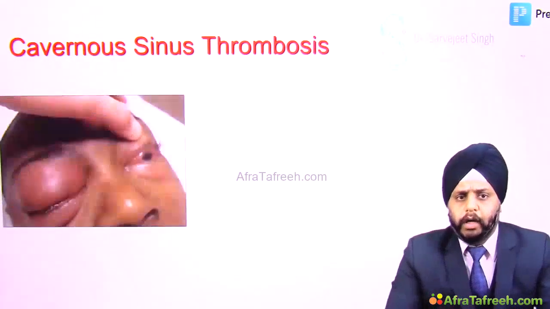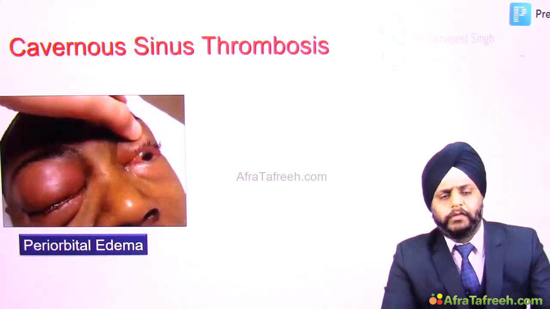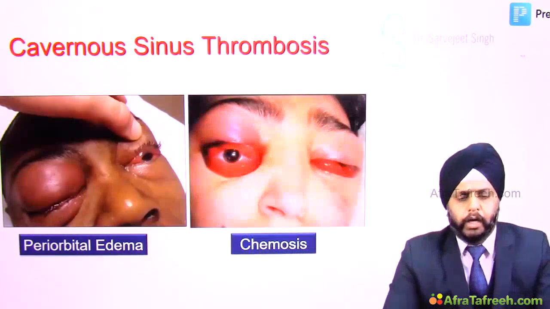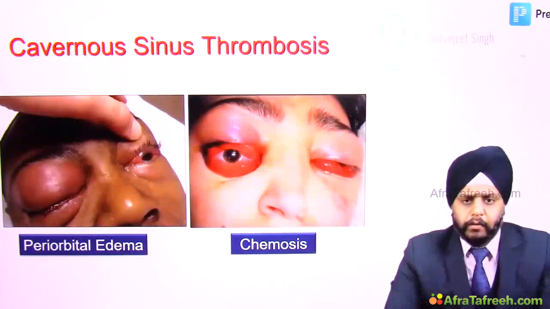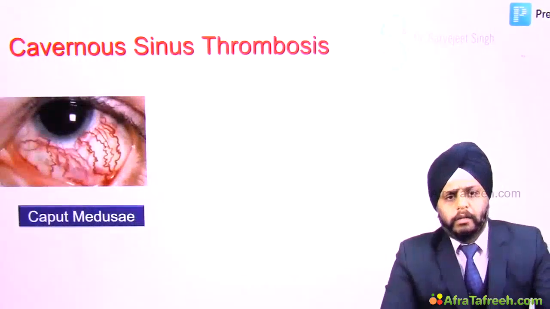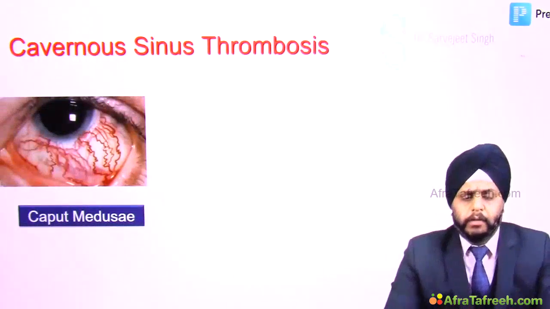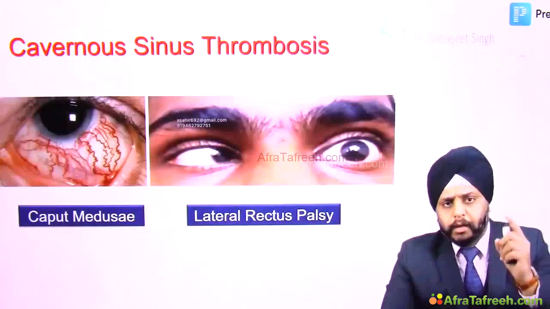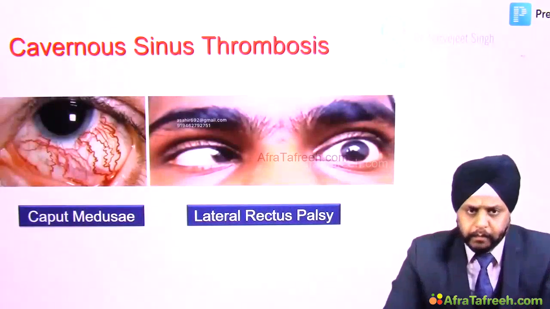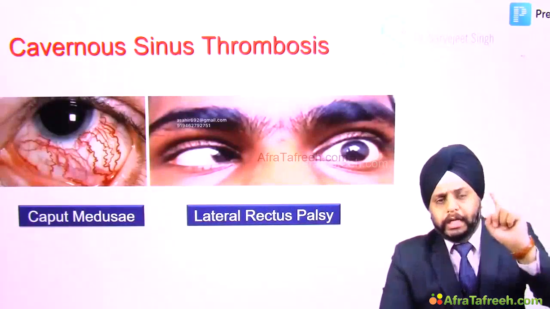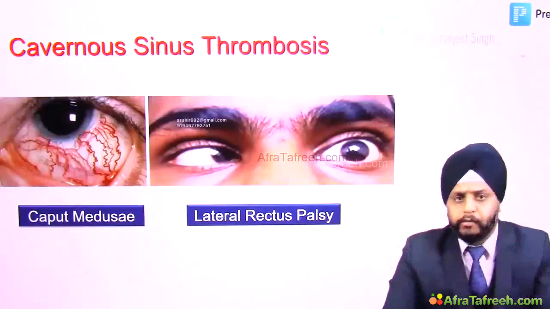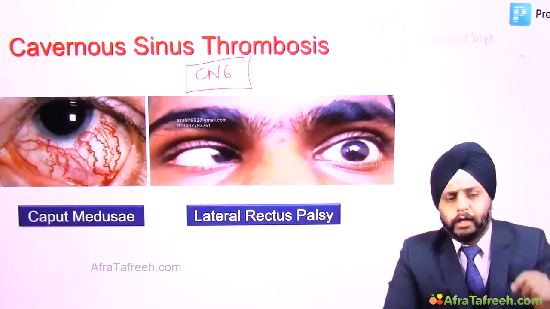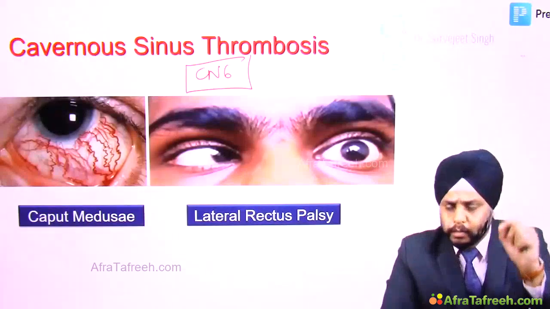Now what do we find on examination? On examination, you will generally see that there is a lot of periorbital edema in the patient. Okay, there can be chemosis that you can see over here, and then there can be engorgement of the veins, the caput medusae. This is known as caput medusae. This is engorgement of the veins. And remember, there can be lateral rectus palsy. Okay, why? The sixth cranial nerve is going through the cavernous sinus. So cranial nerve 6 is the first cranial nerve that will be affected in the cavernous sinus thrombosis.